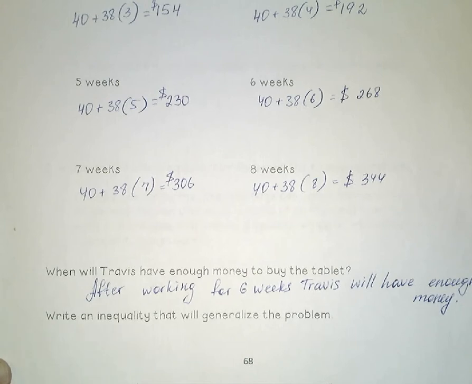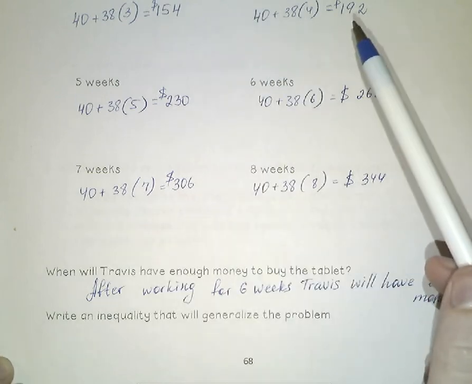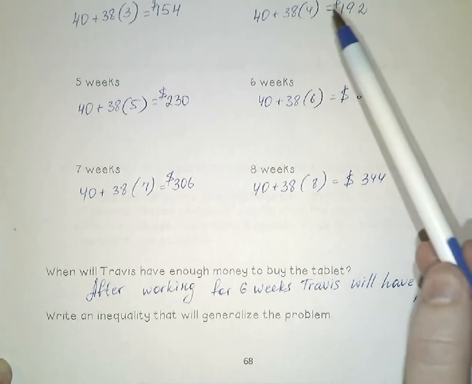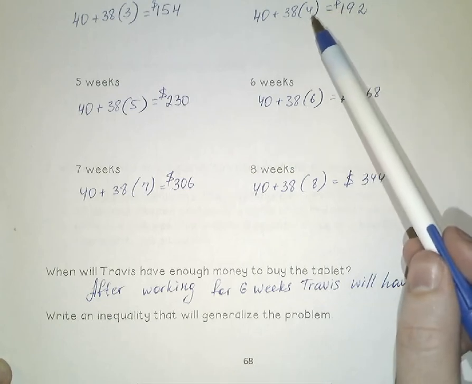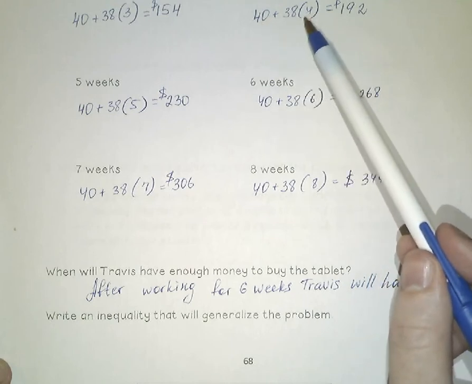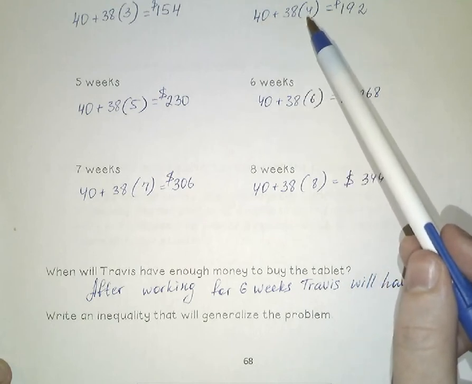Write an inequality that will generalize the problem. Just to write a general problem, and we need to make an inequality, right? So we need to make sure that we use this information so we don't have to write every single week. We can make a number of weeks an x, and so as we write 40 plus 38 times x will give us a general formula.